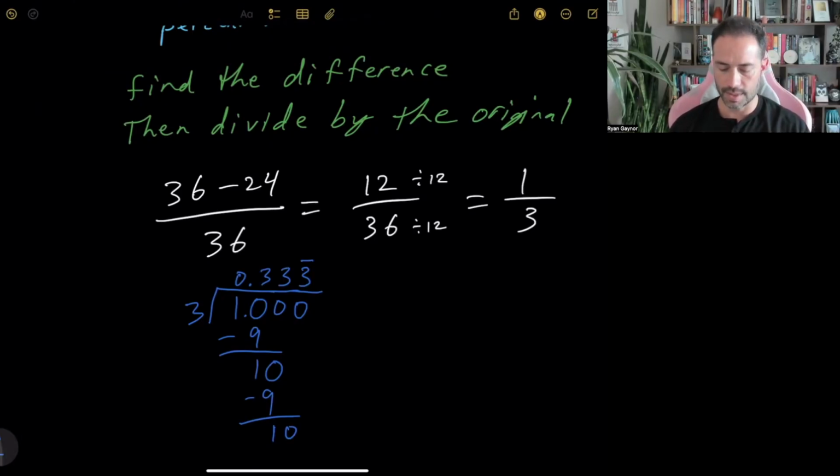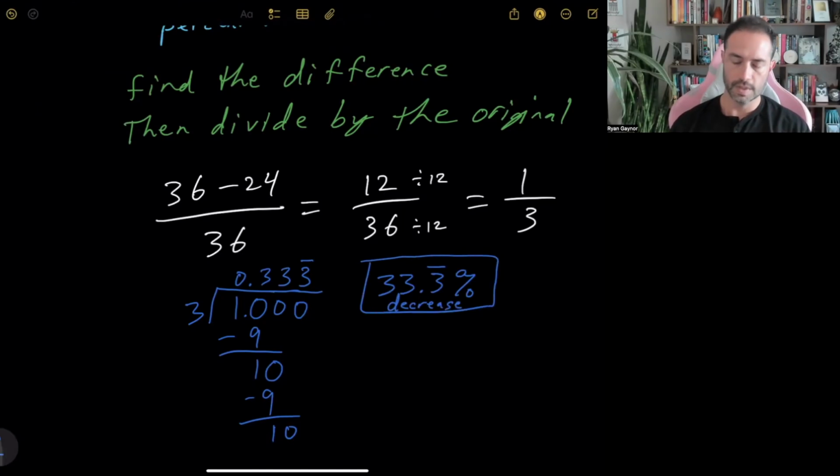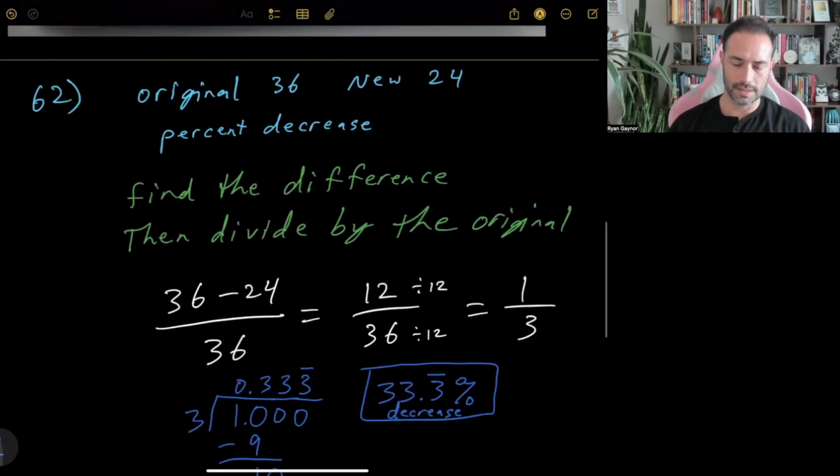Okay, so that means that it's going to say 33.3 repeating percent. And it was a decrease. Right? Okay, so yes, percents can have a decimal and they can also have a repeating symbol inside of them. All right, so let's move on.